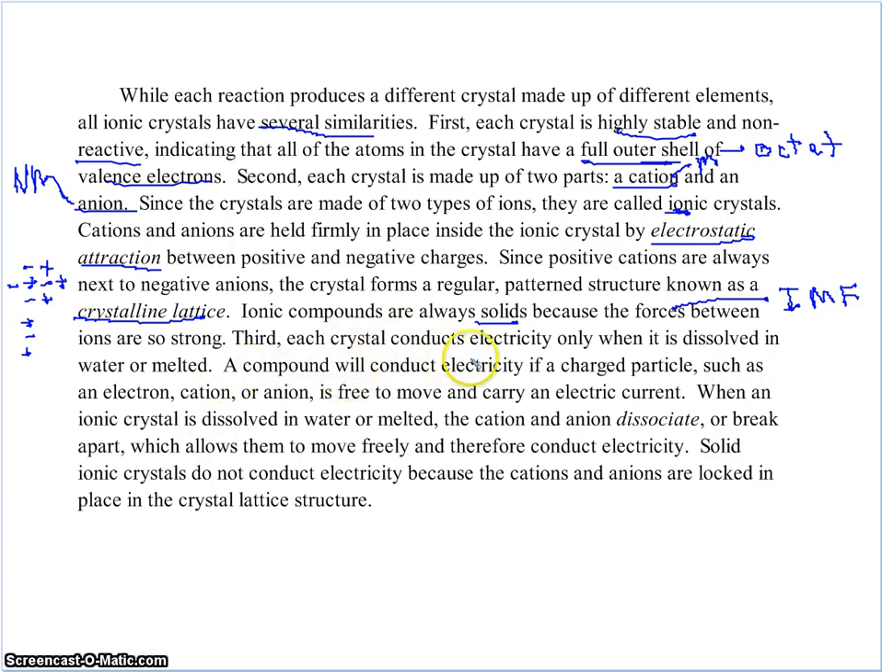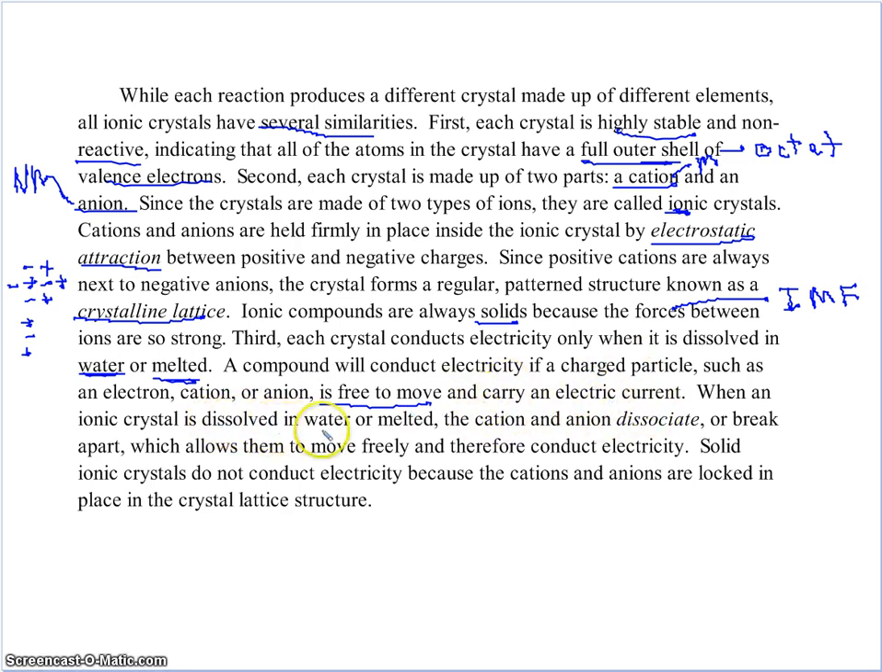Third, each crystal conducts electricity only when it's dissolved in water or melted. Okay, why is that? A compound will conduct electricity if a charged particle, such as an electron, cation, or anion, is free to move. I already reviewed that. I'm so on top of this reading. And carry an electric current.